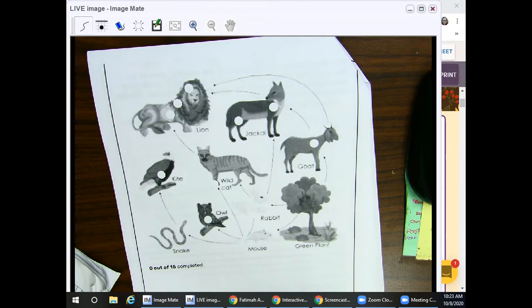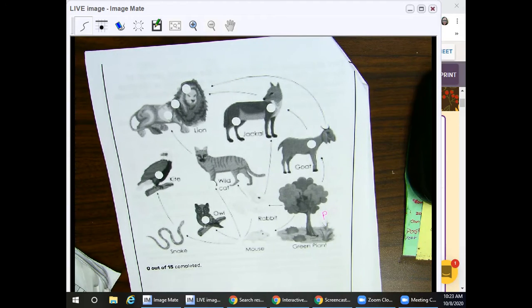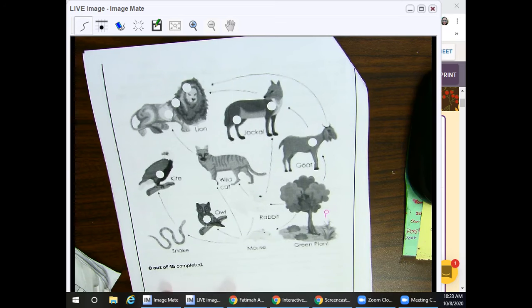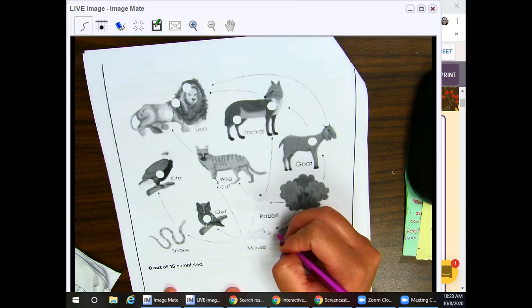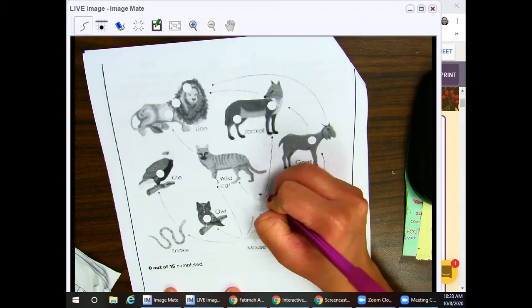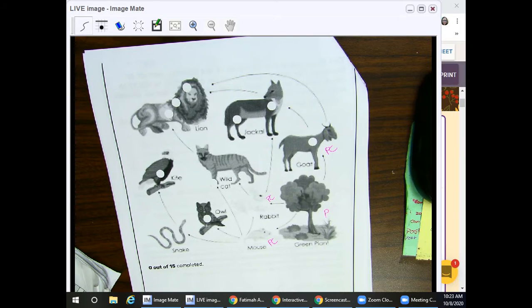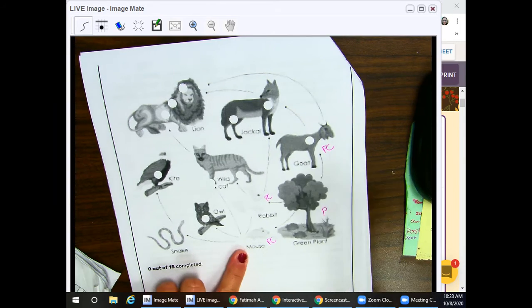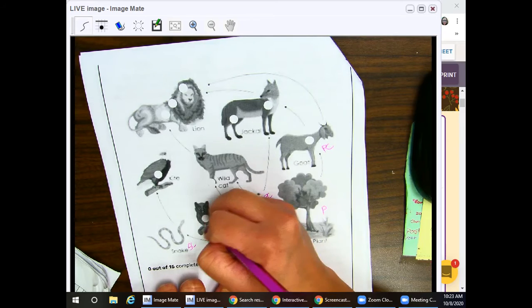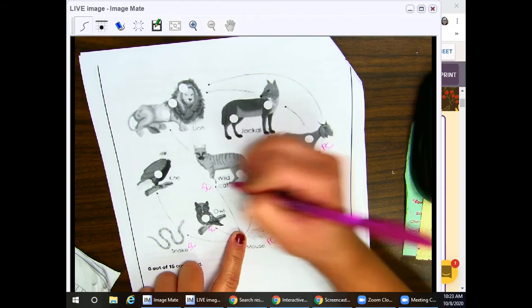So hopefully you labeled these correctly. We only have one producer. That's the plant. Animals that eat the plant are primary consumers. We only had 3. Secondary consumers eat the primary consumers. So secondary consumer, secondary consumer, secondary consumer.